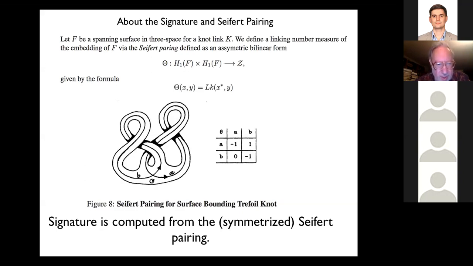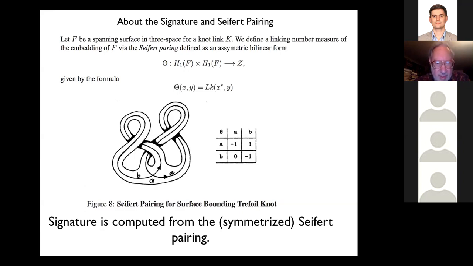So if you pushed A along a normal there, you see you would get a linking between A and B. And if you pushed B along a normal, you would get no linking between A and B. And there's a notion of self-linking, which I won't worry you about, and you get a matrix of linking and self-linking numbers called theta, due to Seifert in the 1930s originally. And by symmetrizing the Seifert pairing, by taking theta plus theta transpose and taking the matrix signature of that, you get the signature of the knot.